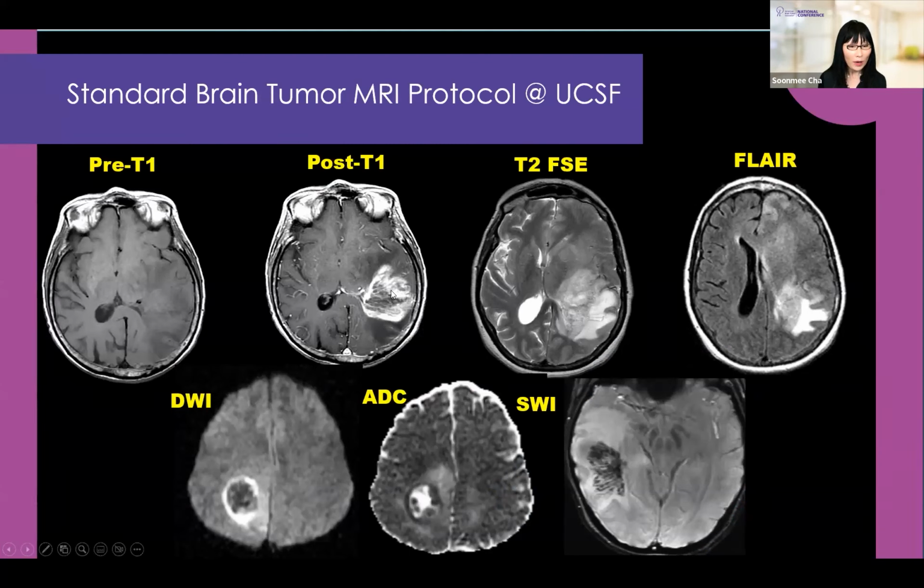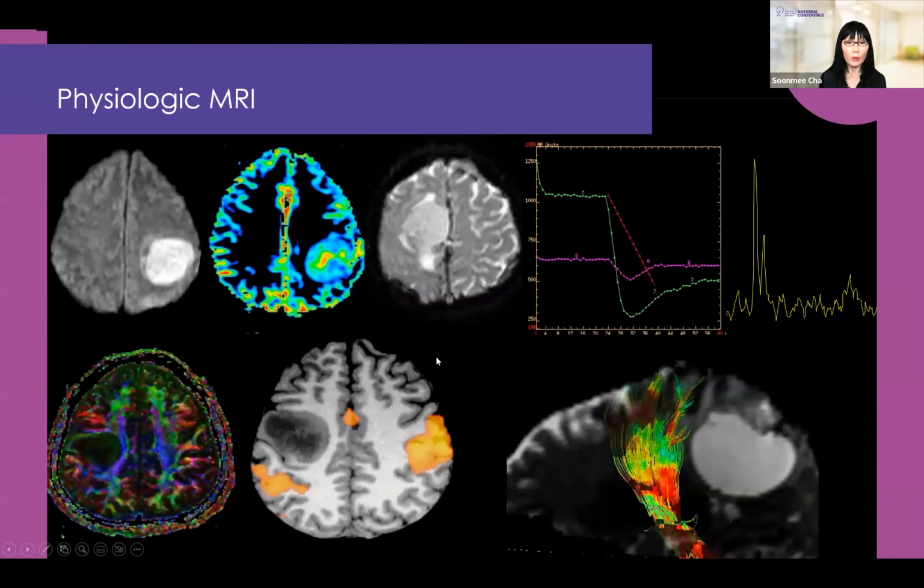We always try to give gadolinium because it really gives us a clear view of where the enhancing tumor resides. So here's a patient with a glioblastoma, and you could see the pre-contrast image before gadolinium versus after giving gadolinium, where you could see distinctly the boundaries of the enhancing tumor. And this is very important for our surgeons to know. We also do physiologic MRI.